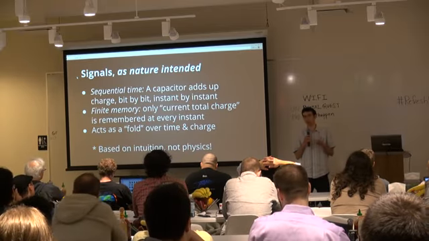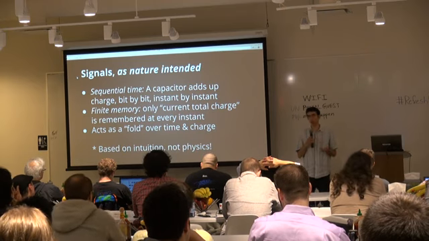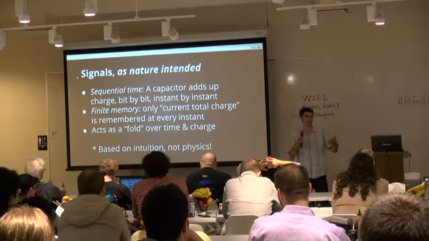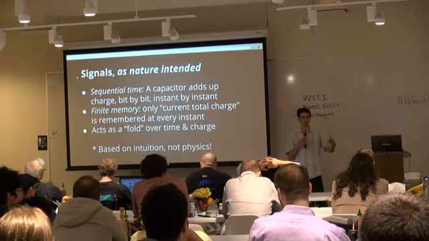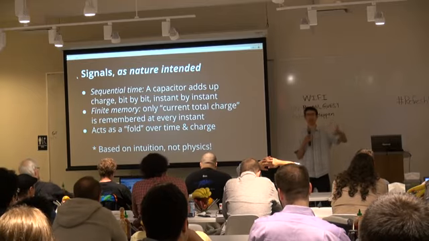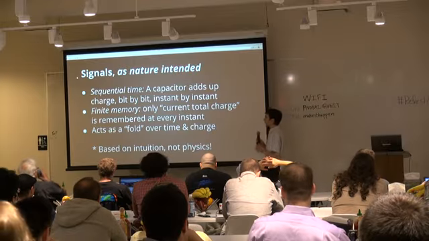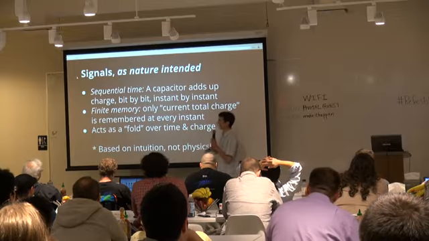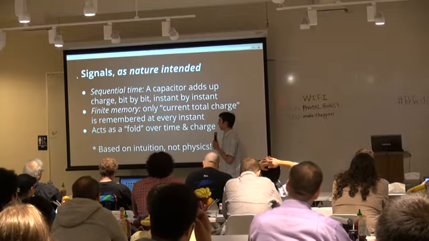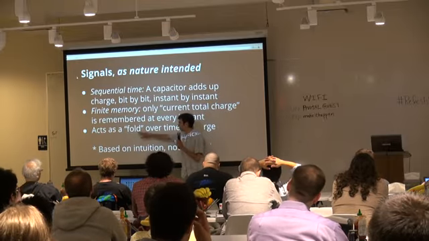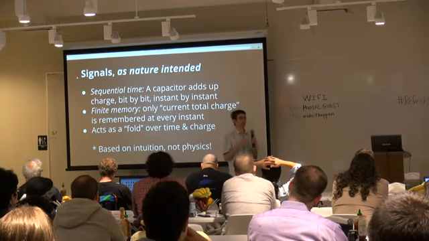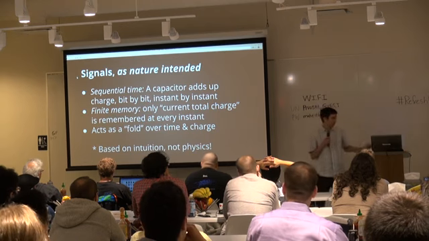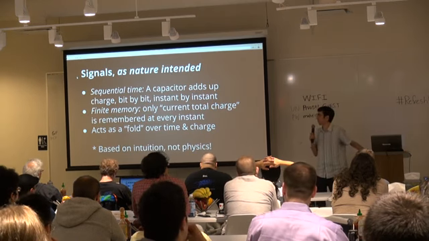Also, the capacitor can never tell you what's going to happen in the future. Intuitively, the way it works is every time you add a charge, it takes the current charge and does a summation of the current charge plus the new charge and gives you the new current charge. So it has finite memory. It has sequential time. It cannot randomly access times in the future. And you can think of it as kind of like a fold, or better yet, a scan. If you're familiar with the Haskell function scanl, this is really kind of like folding over time.